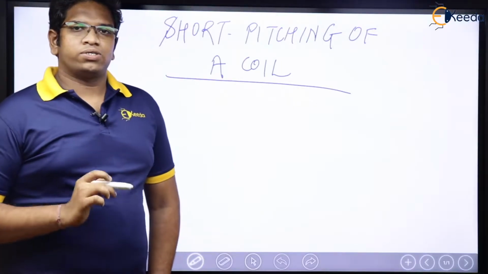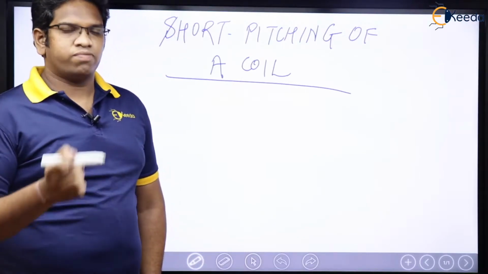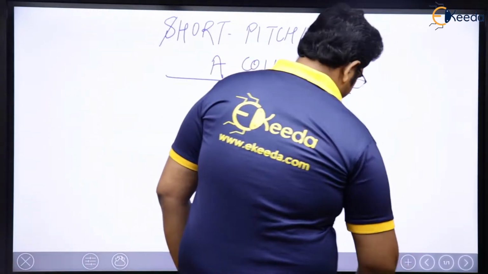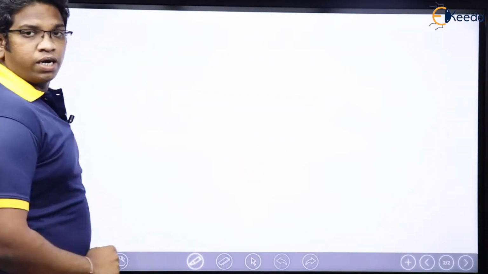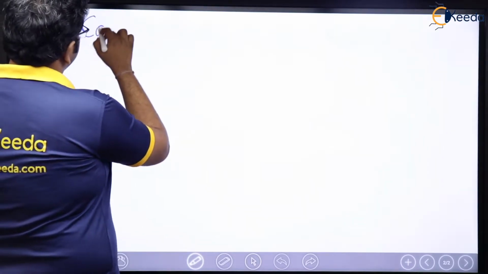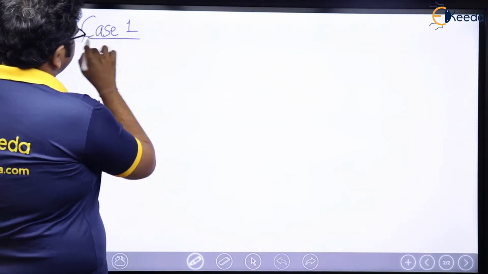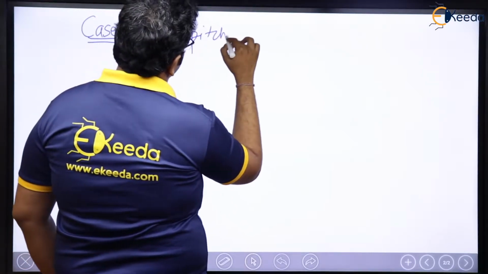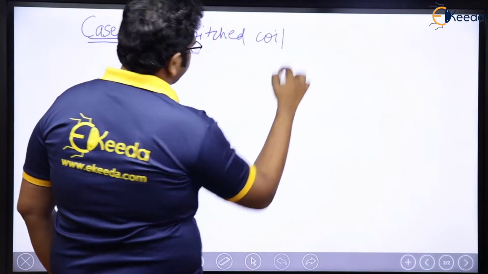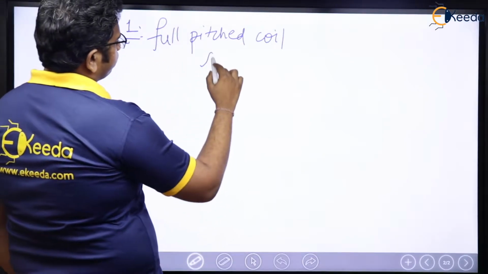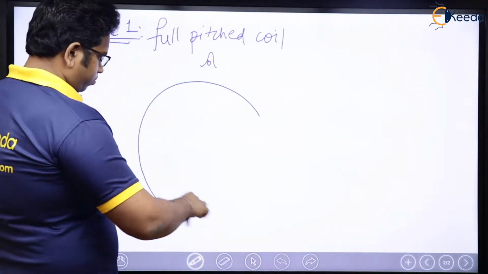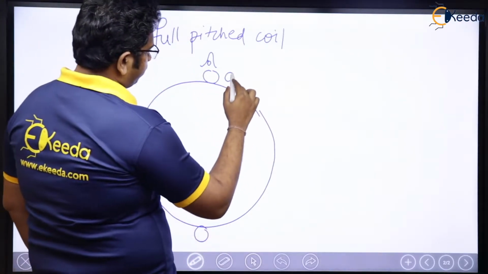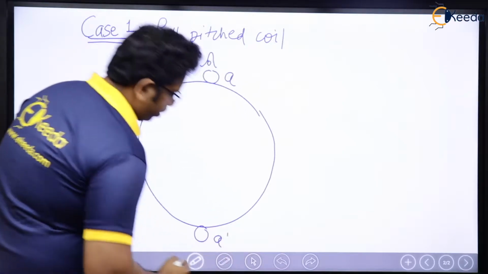In order to understand short pitching of a coil, let us first understand what a full pitched coil is. For that, let me consider case 1 as full pitched. Let me have a stator here. I am going to have two conductors here. Let me call this A and this A dash.